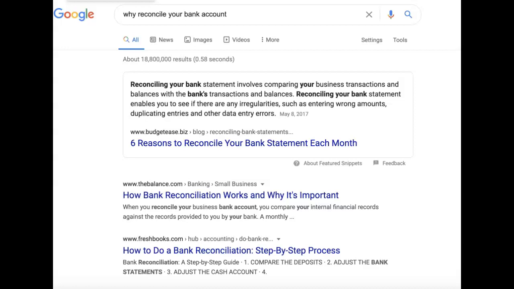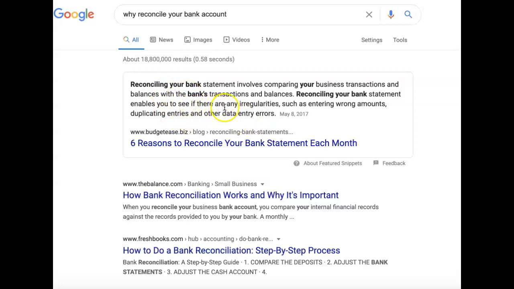Hello everybody. Today we are going to move one step further with the banking and talk about reconciling your bank accounts. Now, to reconcile usually means to fix or repair or make up, and that's sort of what it means in this context as well. So if you were to Google why reconcile your bank account, which I did, you will see that it says reconciling your bank statement involves comparing your transactions and balances with the bank's transactions and balances.